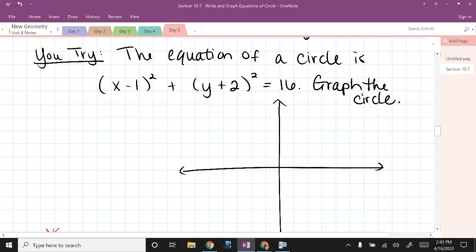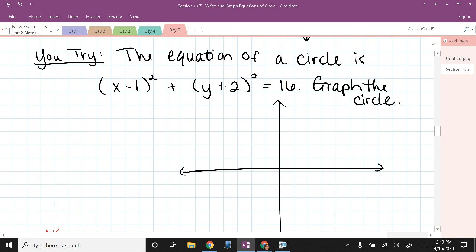All right. This one's actually a you try, so you can pause the video if you want to. All right, so I'm just going to go ahead and do it. So my center point, I take the points inside the parentheses and I change their sign. So that's a -1 with the x, so that means my center point has a positive 1 for the x value. And that's a positive 2 with the y, so I change that sign and get negative 2. Okay, so that is my center of my circle. Change the signs of both numbers in the parentheses for your x and y.